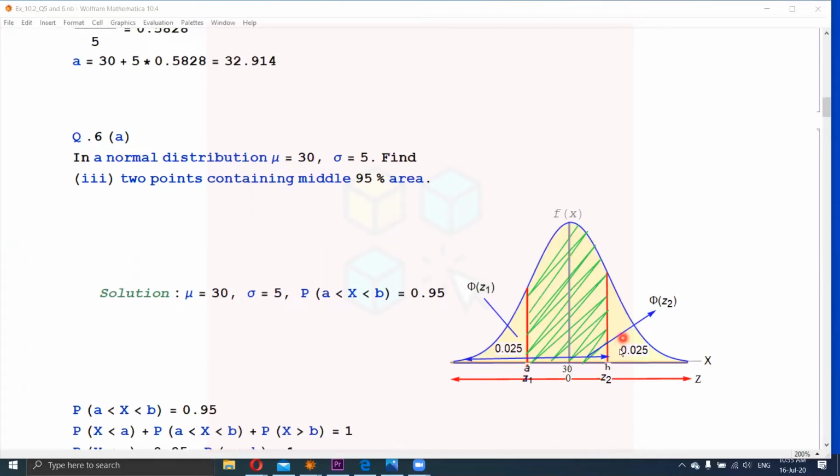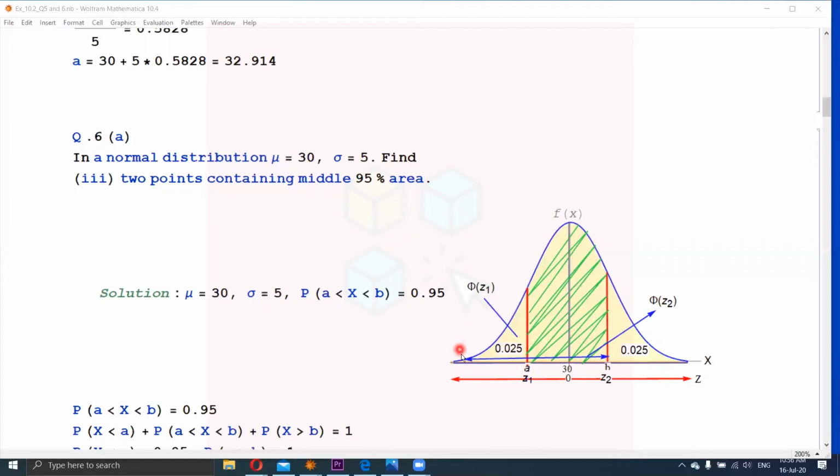To calculate the B point here on the right tail, we have to calculate Z2 first using the area below this point, which is 0.025 plus 0.95. So adding these two probabilities, we will get this arrow line, which is equal to 0.975. And using this probability, we can get this phi of Z2. And using phi of Z2, we can get the point B on the number line, random variable X.